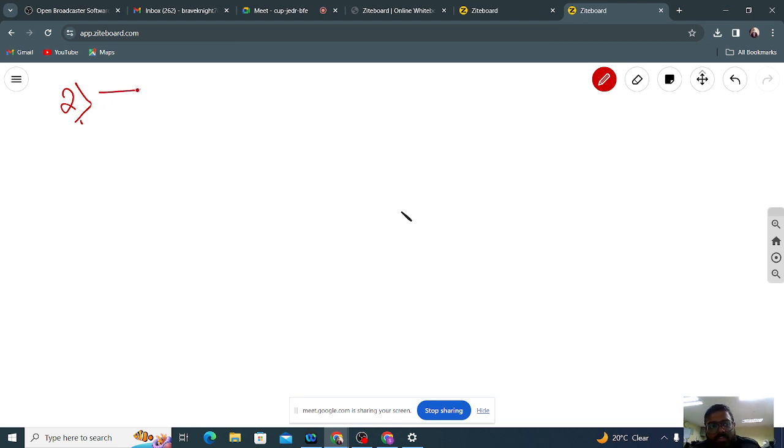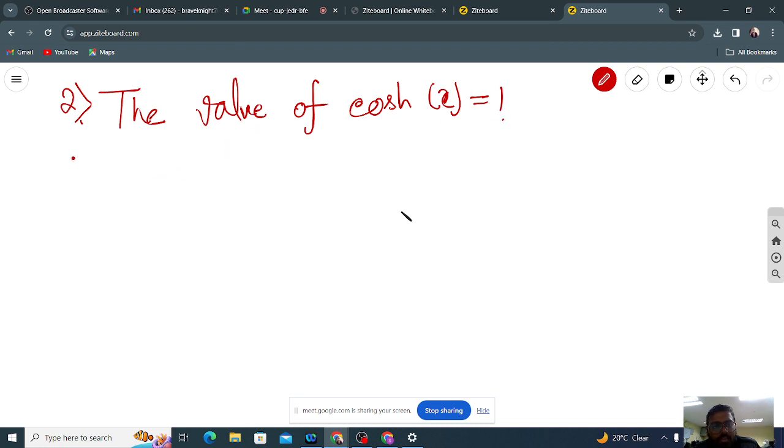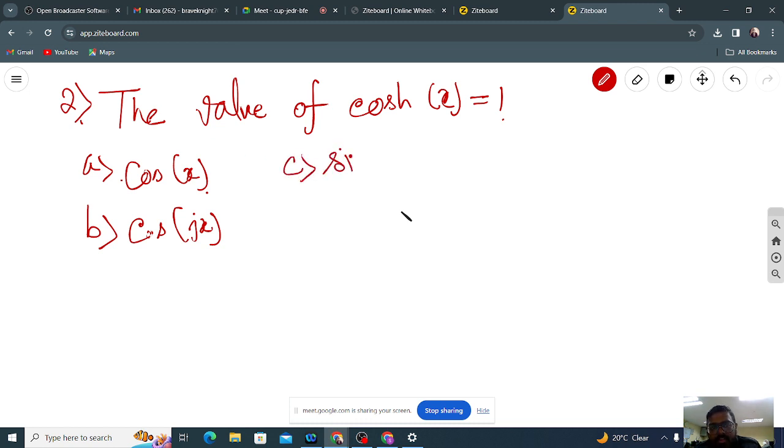So the next question is, what is the value of cosh of x? There are 4 options. First one is cos of x, second one is cos of jx, third one is sine of x, fourth one is minus sine of x.